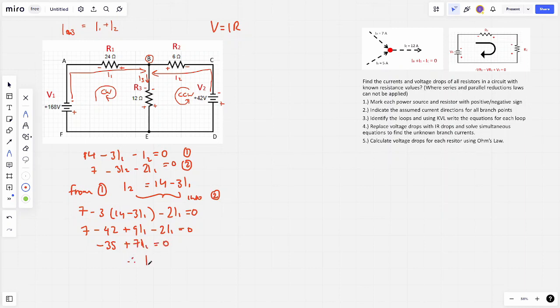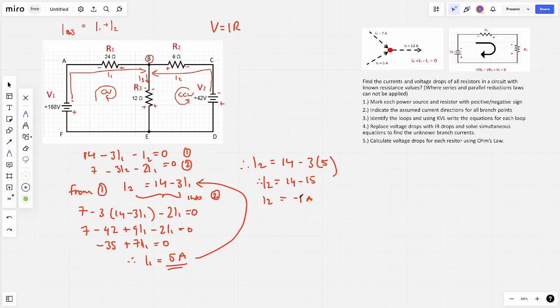Therefore, I1 is equal to 5 amps. Let's substitute I1 is equal to 5 amps into I2 to work that out. So we can say that therefore I2 is equal to 14 minus 3 I1, which is 5. So therefore I2 is equal to 14 minus 15. I2 is equal to negative 1 amp.